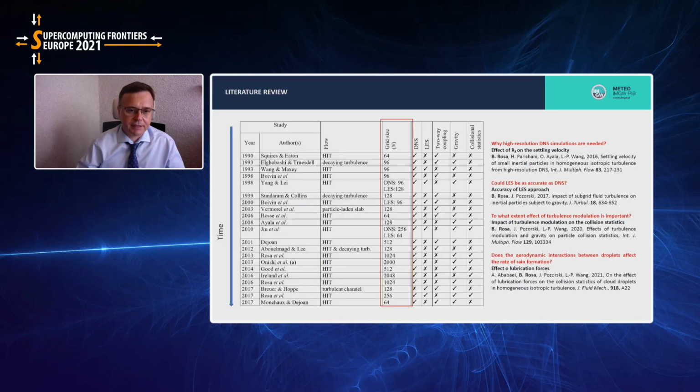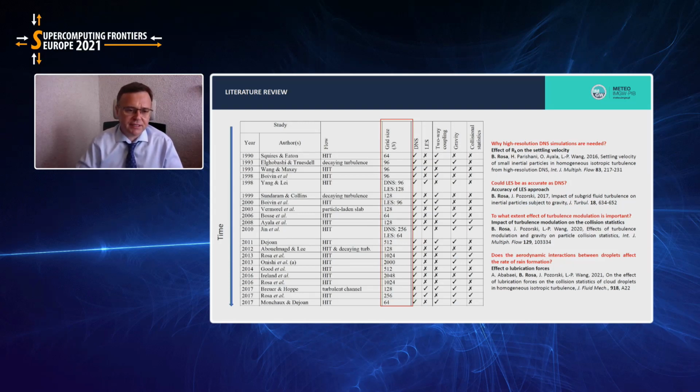And here is a short literature review concerning modeling of cloud microphysical processes. First, rigorous simulations under two-way momentum coupling were done by Squires and Eaton 30 years ago. Then, as computational power increased and we gained access to more powerful machines, the resolution increased up to 2000 cubed, and the very recent ones were done at even 8000 cubed grid points. So they became more and more advanced and more realistic. But performing simulations at high-resolution meshes under two-way momentum coupling is problematic because we have to track a large number of droplets.